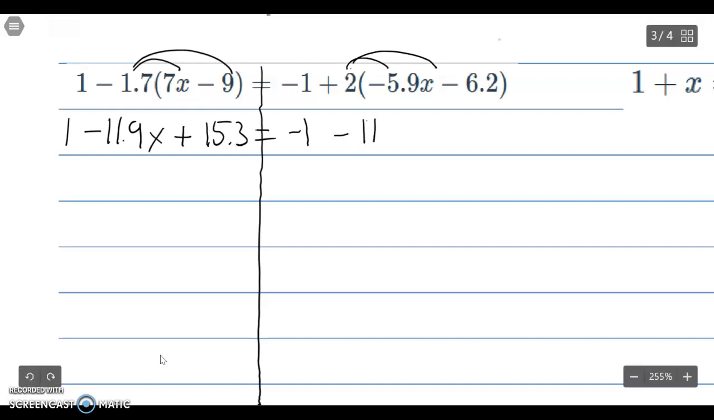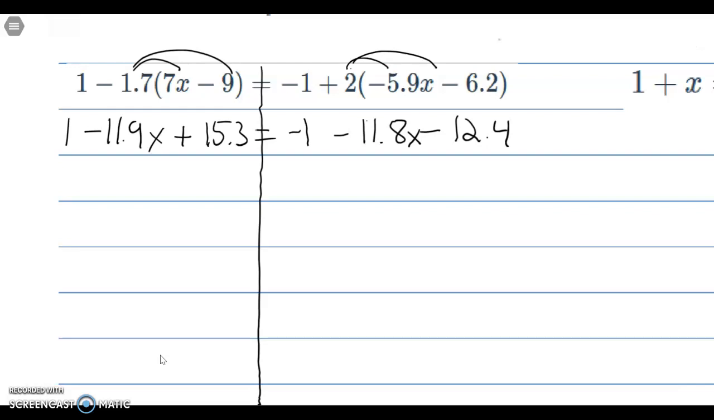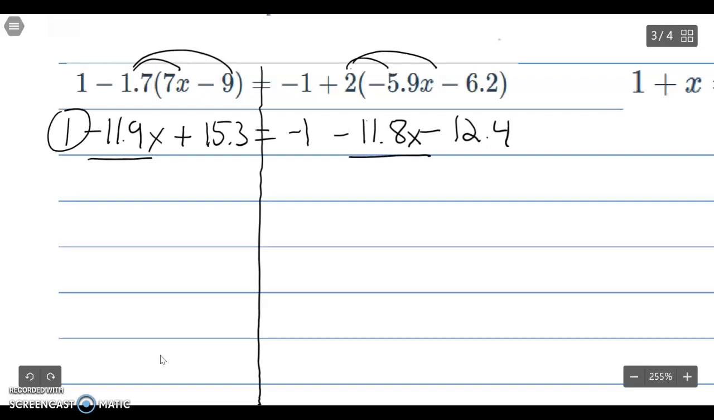And you get 11.8. Positive times a negative is a negative. And then you get 12.4. Oh, just have x. All right. Now, the next thing I'm going to do is identify like terms. I'm going to underline everything with a variable and circle everything that's just a constant. Make sure you include the signs.